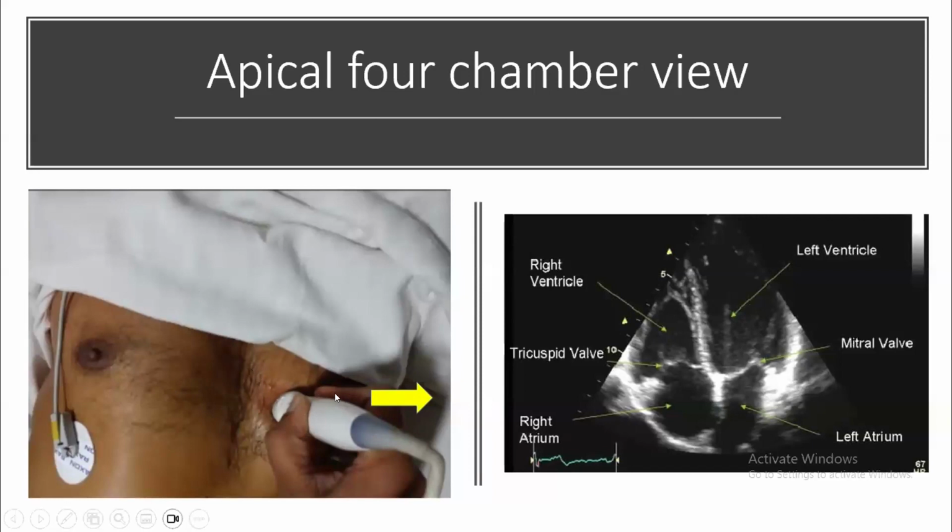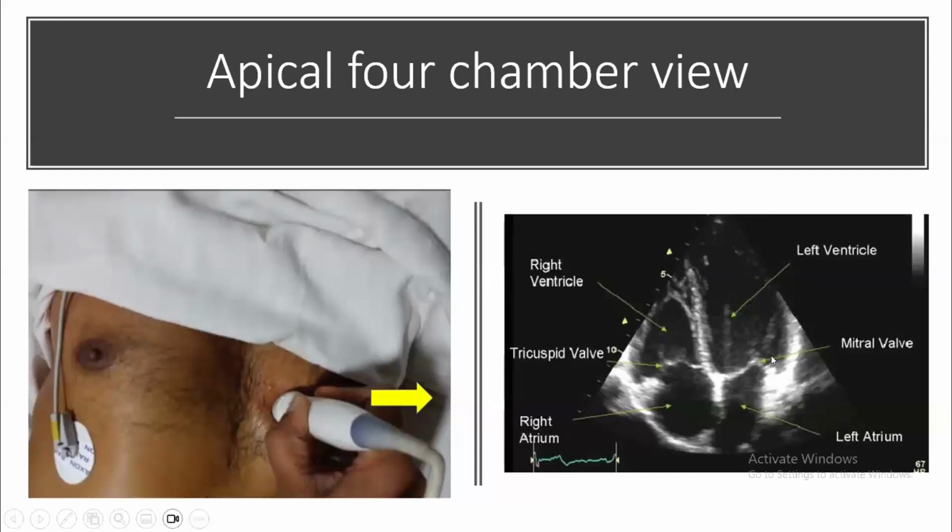So the heart will drop, or the heart will be more on this side. Again, it is in the fourth to fifth intercostal space below the nipple, or the most prominent part of the cardiac contractility, and the direction of the marker will be at 3 o'clock. Okay, and you can get this view. It will need a little bit of training, but this is the view.